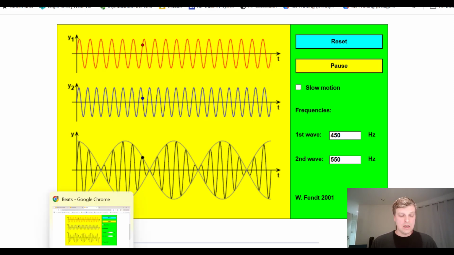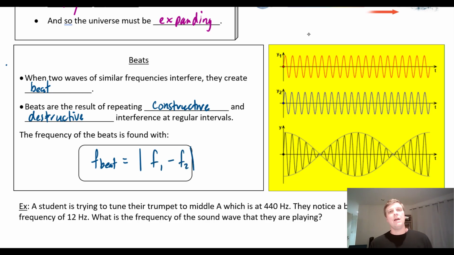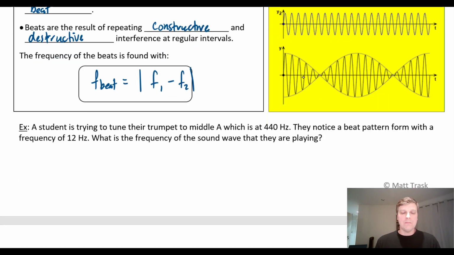So what we say is the frequency of the beat, F beat, is equal to the absolute value of F1 minus F2. And F1 and F2 are just whichever waves you want to talk about. It doesn't matter because we're going to take the absolute value and so you subtract one from the other. Essentially it's just the difference. So a student's trying to tune their trumpet to a middle A, which is 440 hertz, and they notice a beat pattern form with a frequency of 12 hertz. What is the frequency of the sound wave they are playing?